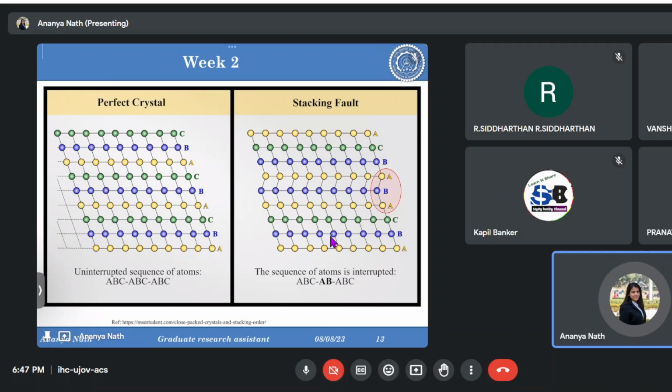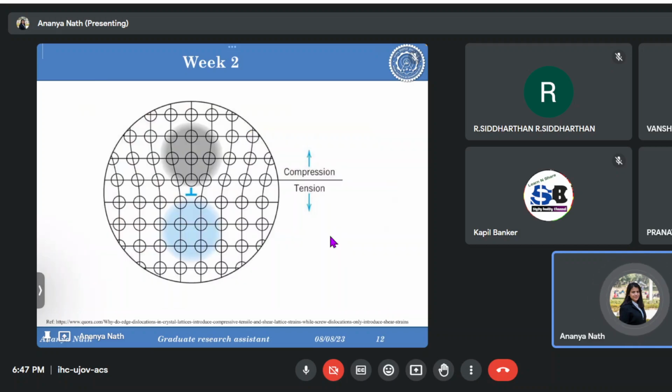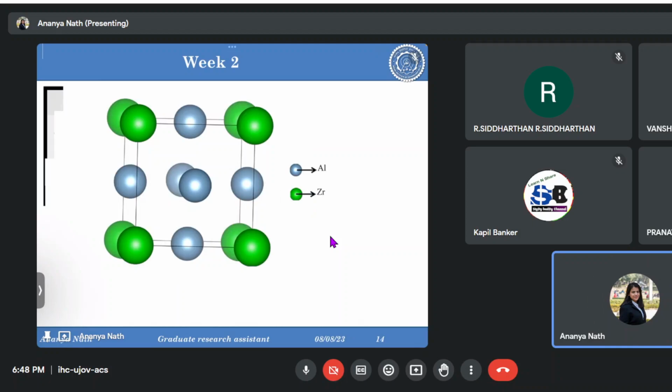So when a solute atom is introduced inside a particular atom, it will introduce some compression and tension or some shear stress inside that metal alloy, and it will result in some strain inside that particular alloy. So the compression, tension and shear are nothing but the result of the interaction between the solute atoms and the dislocations.